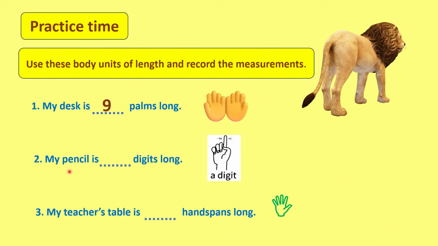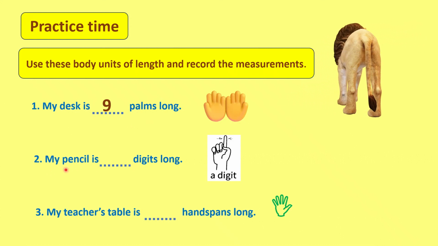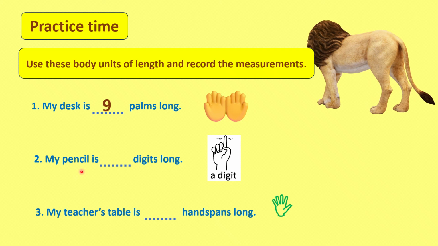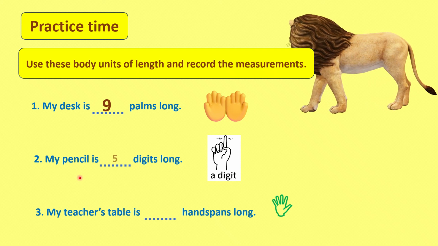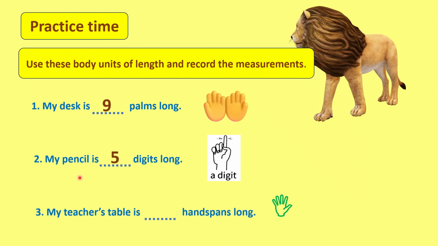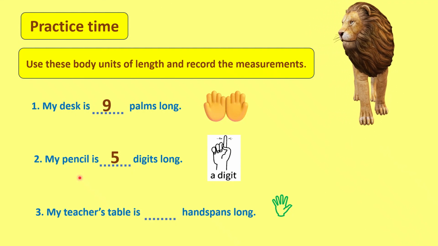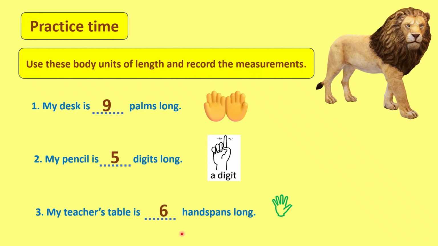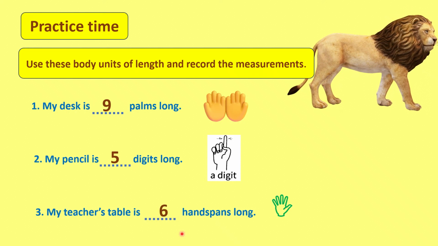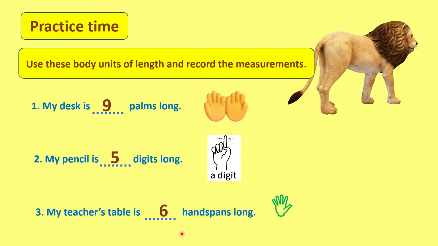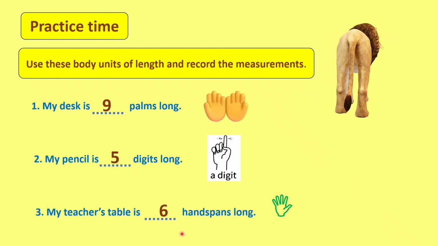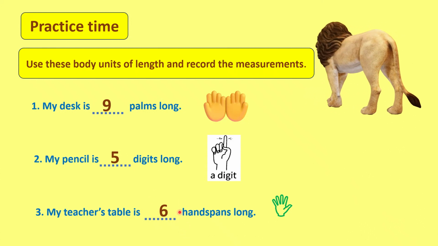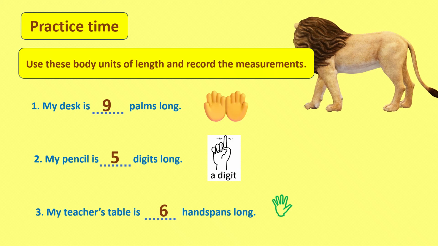Next one is my pencil. That is, bacha, it's about your pencil. So what's the length of your pencil? Your pencil length is 5 digits. What about your teacher's table? It's 6 hand spans long. It's with my units. Okay. Look at the next question.